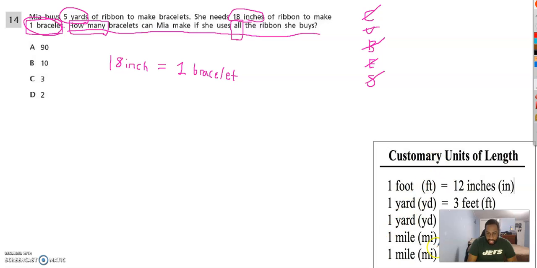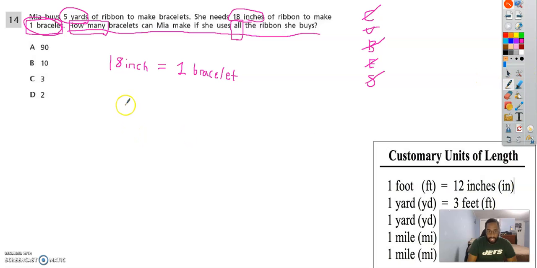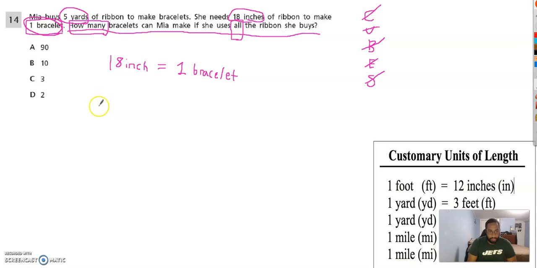All right, so let's look at our reference table. 1 yard equals 36 inches. All right, so we have to multiply because yards are larger than inches. So let's multiply. 36 inches times 5 yards. And we get, let's see what we get here.